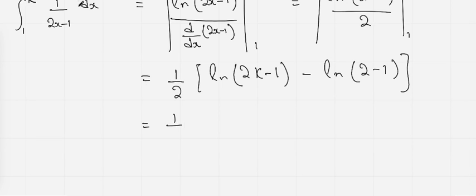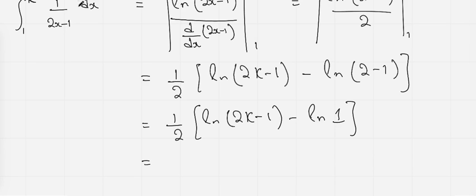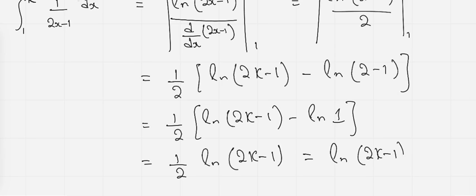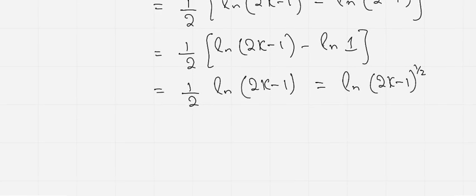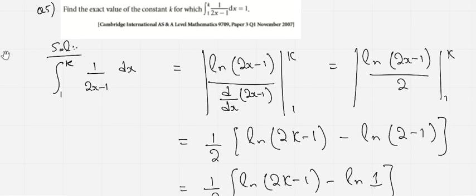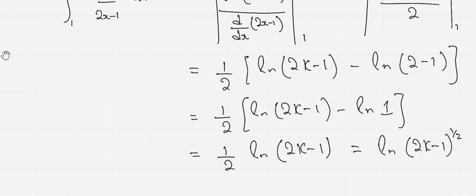So it is 1 upon 2 ln 2k minus 1 minus ln 1, and ln 1 is 0, we know that, so it is going to vanish. Ln of 2k minus 1. So I can also write this thing as ln of 2k minus 1 power half. I can write it in this way as well. Alright, so you see that this thing was equal to 1, so entirely I can write that this was equal to 1.